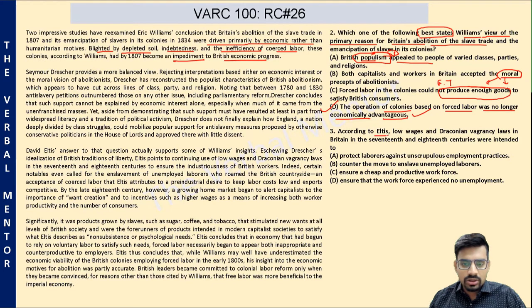According to Eltis, third person. So there are three people here: Eric Williams, then this guy, Mr. SD Drescher, and then David Eltis. And the fourth person is the author himself. The author is in favor of Eric Williams.